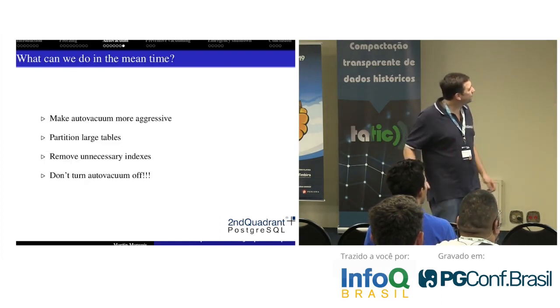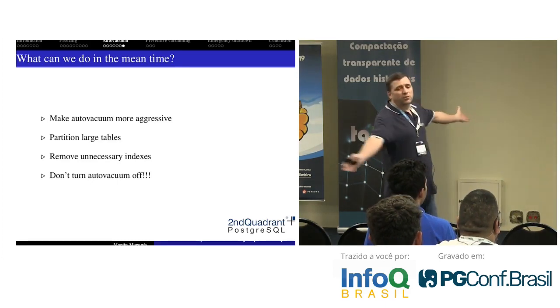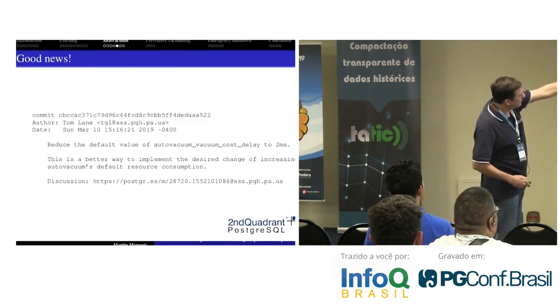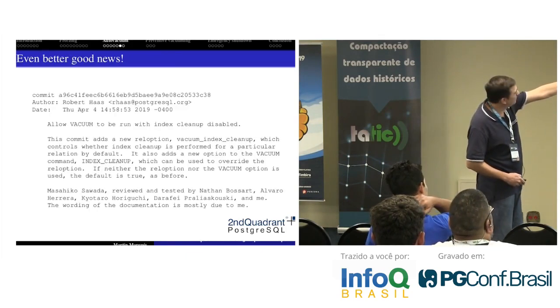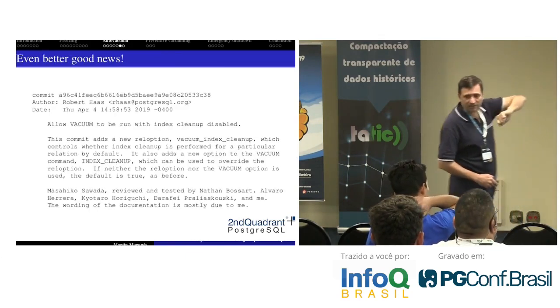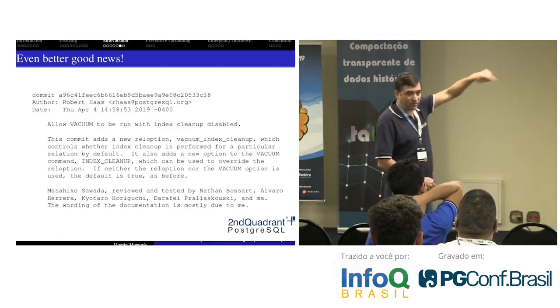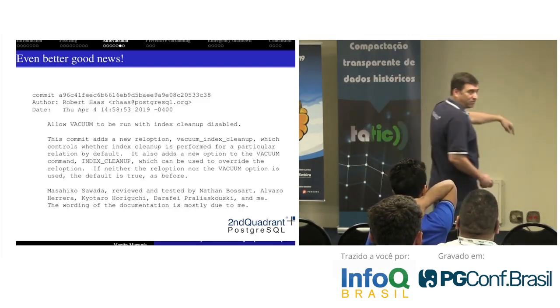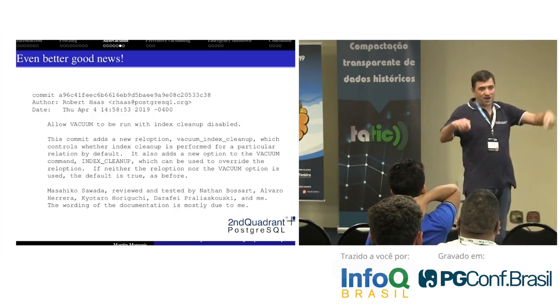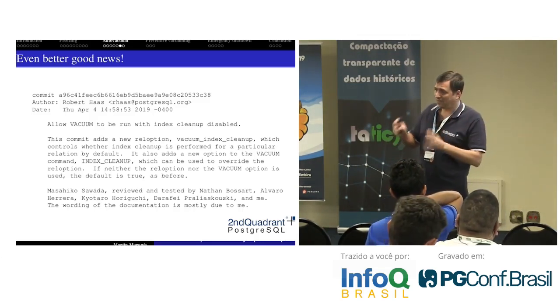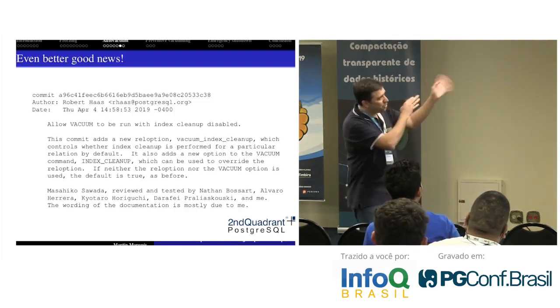So what can we do in the meantime? Because, you see the dates, right? March 10 of 2019, April 4 of 2019. So these are new patches from this year. This is going to be in Postgres 12 in September. It's not now. If you're running Postgres 11, which is the last stable version out there, you don't have this.